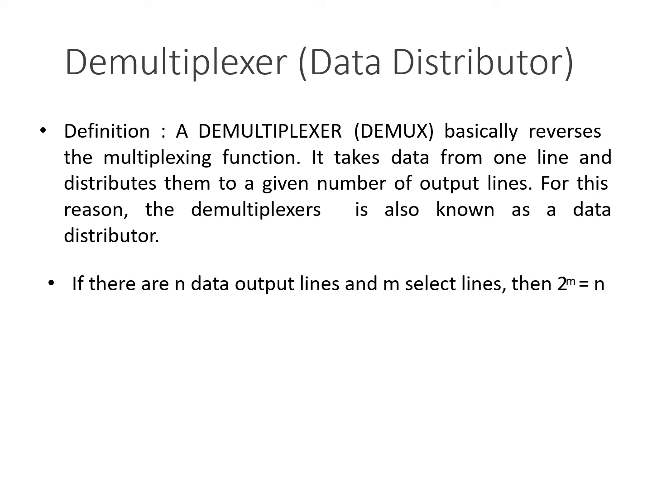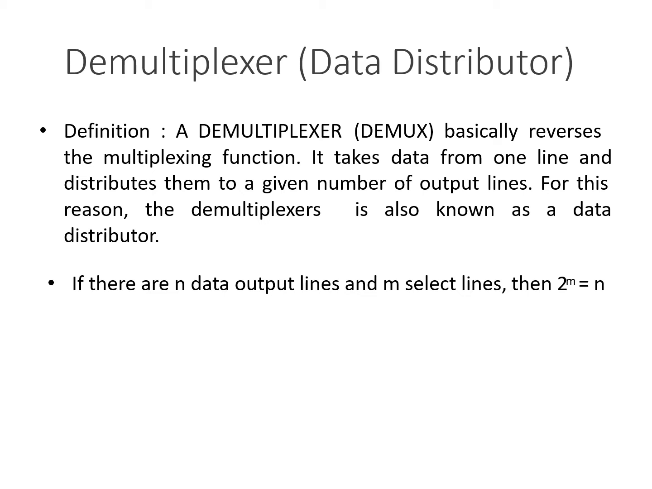Everyone, in this session I'm going to explain all about the demultiplexer. What is a demultiplexer? It basically reverses the multiplexing operation. What does a multiplexer do? It converts many to one. So the reversal of it is converting one to many. Obviously, a demultiplexer takes data from one line and distributes it to a given number of output lines. For this reason, we call demultiplexers data distributors.